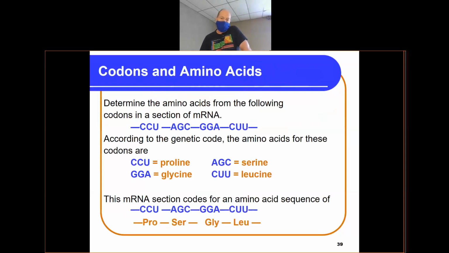All right, so anyway, again, you just look these up. The key is messenger. The only ones that mess this up use a transfer RNA instead of a messenger RNA. You're getting your codons from a messenger RNA. It's a codon chart, not an anticodon chart. You just look them up and write them in order: PRO, SER, GLY, LEU. That is your answer.